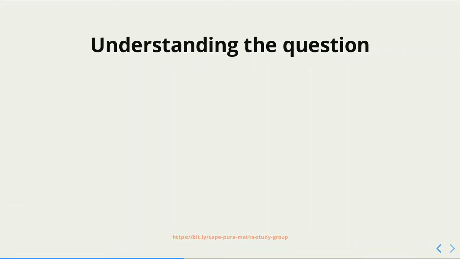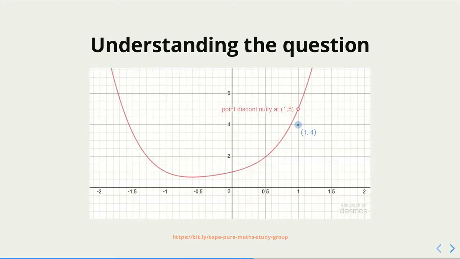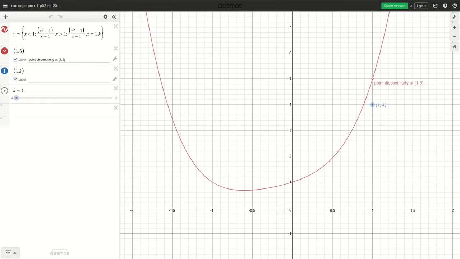To help you understand the question, I decided to sketch the graph of f of x. The red curve is what the function looks like when x is not equal to 1. When x is equal to 1, there's a point discontinuity at (1, 5). And we basically want to find the value of k such that the point (1, k) fills the hole in the graph. Let's go to Desmos to see the interactive version of the graph.